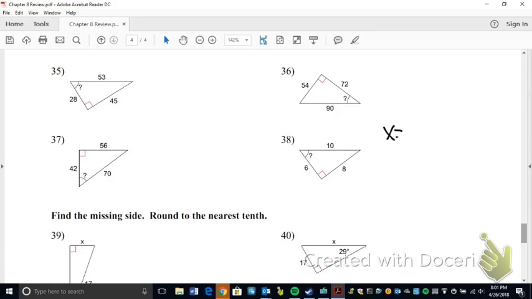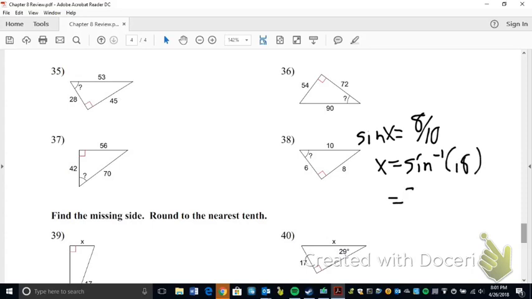38. Sine of x equals 8 over 10. That means x equals the inverse sine of 0.8. So x equals 37 degrees. Now check this out. Notice that it's the same angle, just kind of flipped around a little bit.